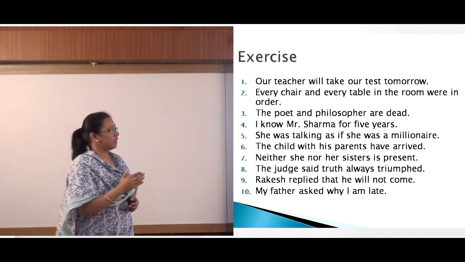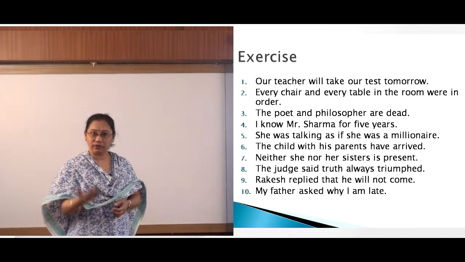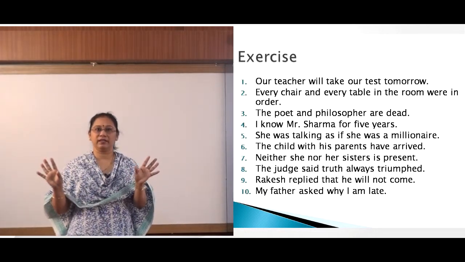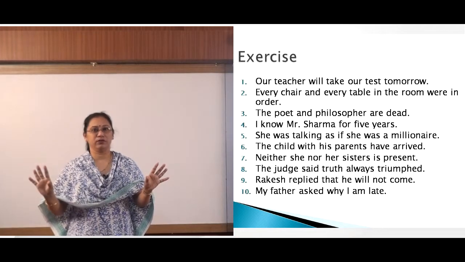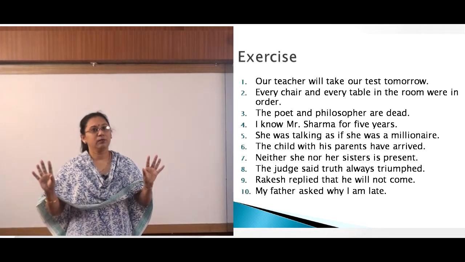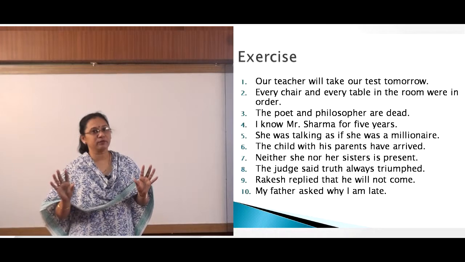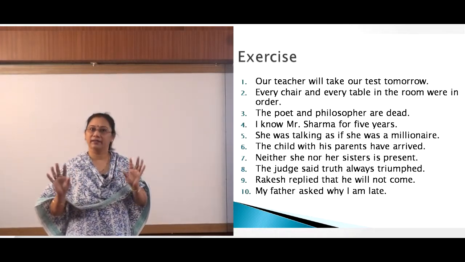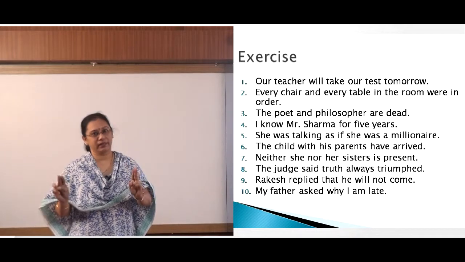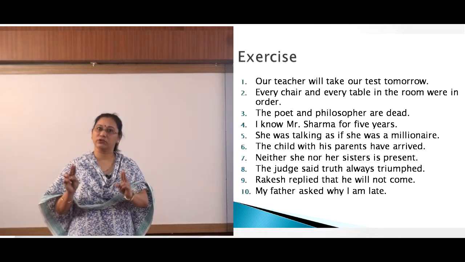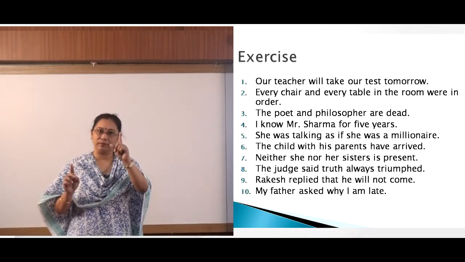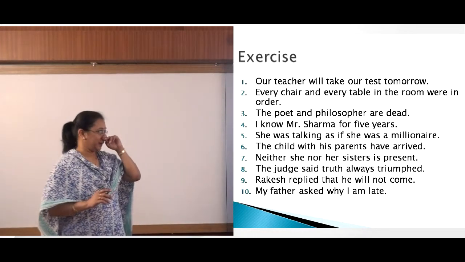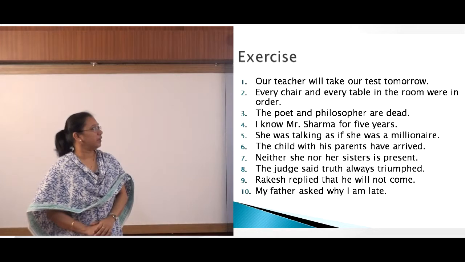But suppose I had the poet and the philosopher, I am talking of two different entities, two different people, both could be dead. In that case, my sentence would be the poet and the philosopher are dead. There are two people who are dead. But I am talking of the poet who is also a philosopher, one person, and therefore he is dead. Alright. My fourth sentence, I know Mr.